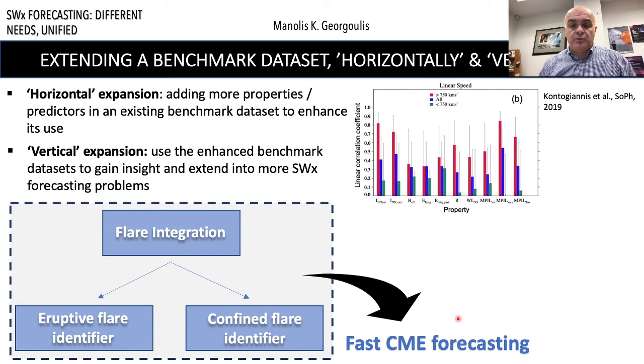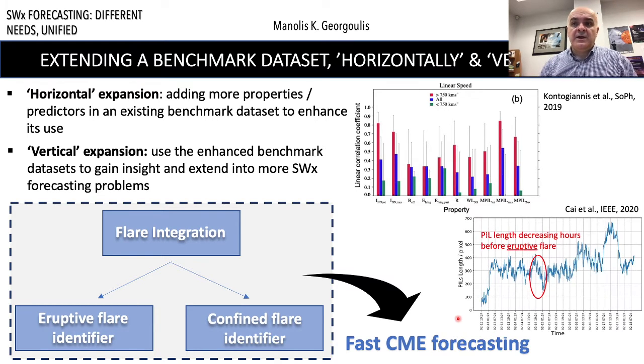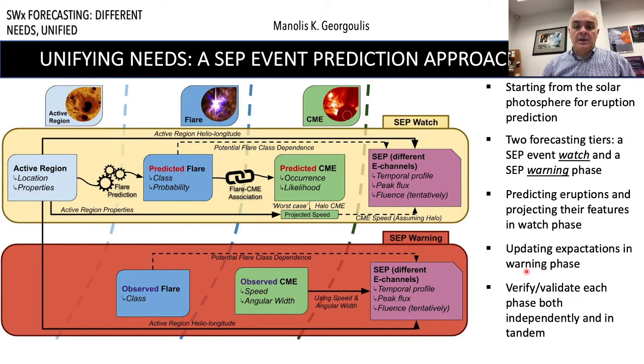This is a FLARECAST work by Yannis Kontogiannis et al., in which they were able to associate projected CME speeds with photospheric active region metadata parameters at pretty decent, or I would say high, correlation coefficients. This is a work at the data mining lab at Georgia State, in which we might be able to associate the length of the polarity inversion line in the active region photosphere with CME speeds and CME existence in general.